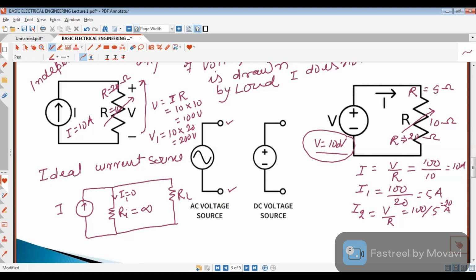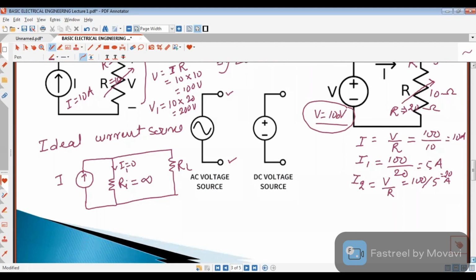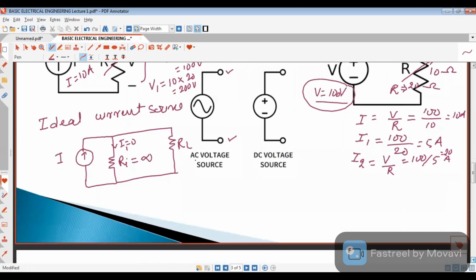The logic behind it is that if its resistance is infinite, none of the current from the source is going internally into the circuit, but whole current is going through the load. This is the definition of ideal current source. In same way, we can also write the definition for ideal voltage source.